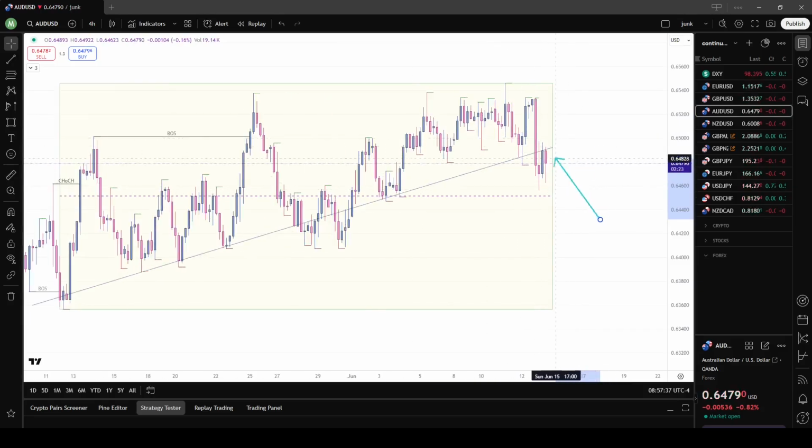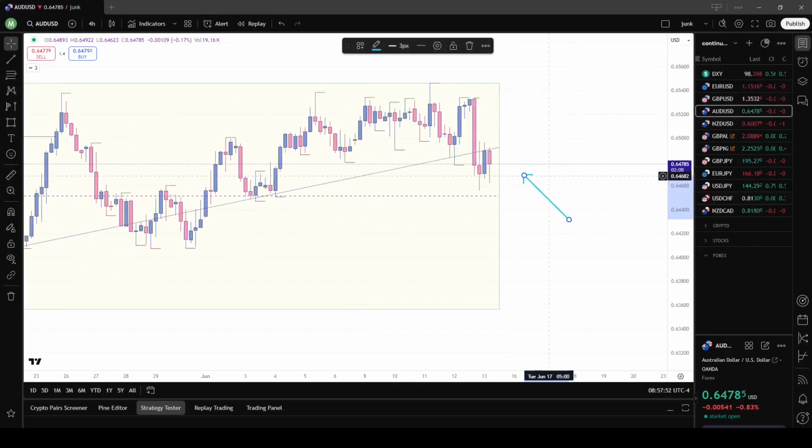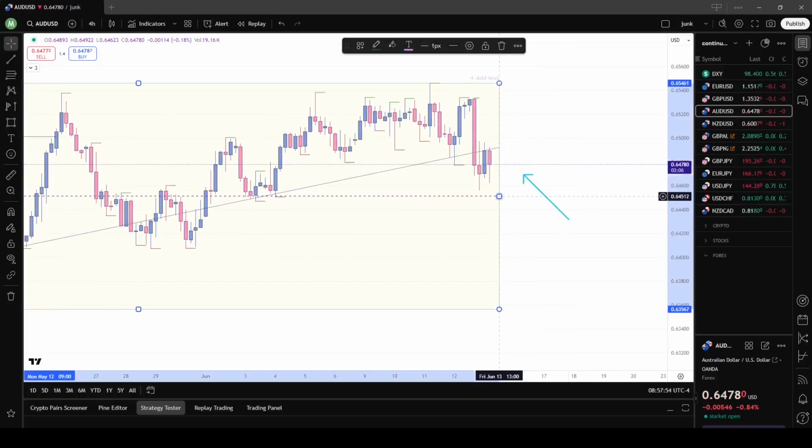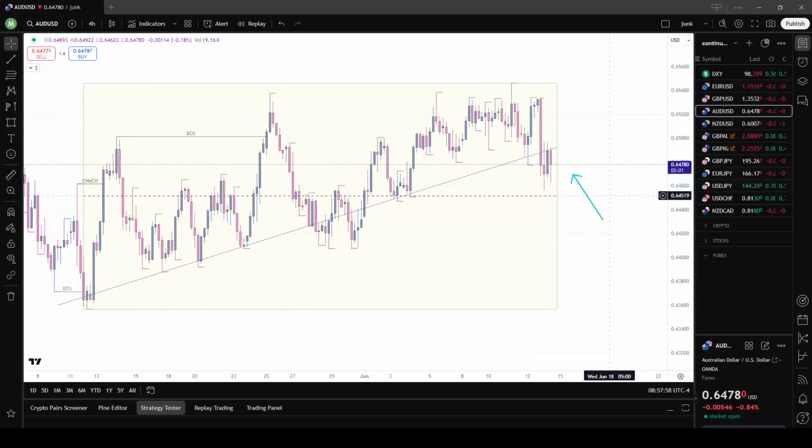Looking for any type of area of demand. If it does retrace back down and there's any type of reaction in discount of this overall range from any type of area of demand, we're looking to take any type of buying opportunity, target the highs of the overall range. But for now, supply is in control. Looking for any further downside on AUD USD, but it doesn't have to retrace all the way back.